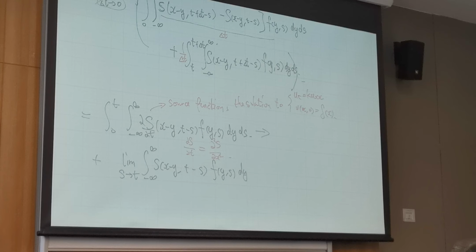Let me write one more step. This is from 0 to T, from negative infinity to positive infinity. So now this becomes the second order derivative of S with respect to x, and then S, oh, sorry.